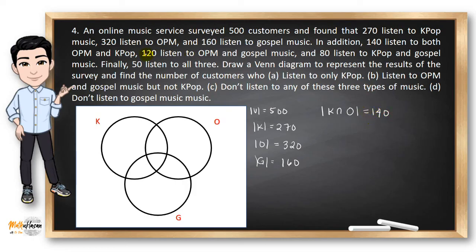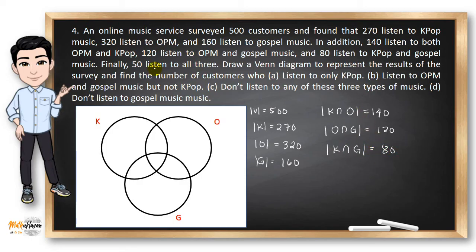140. Now, 120 listen to OPM and gospel. So OPM intersection gospel is what? 120. So that is between O and set G, which is here in the middle of these two circles. Now, 80 listen to K-pop and gospel music. So the cardinality of K and gospel is 80.